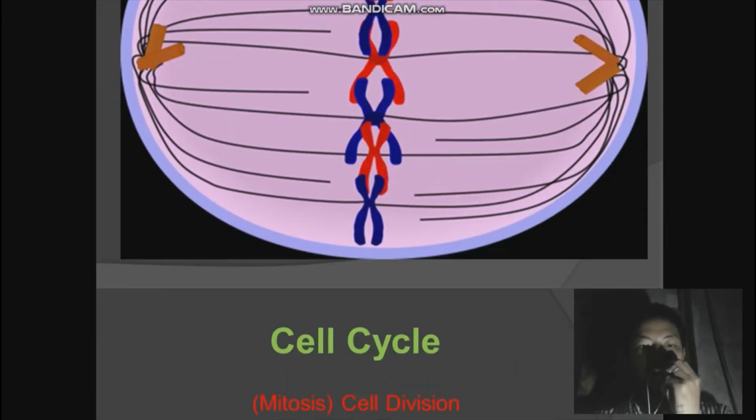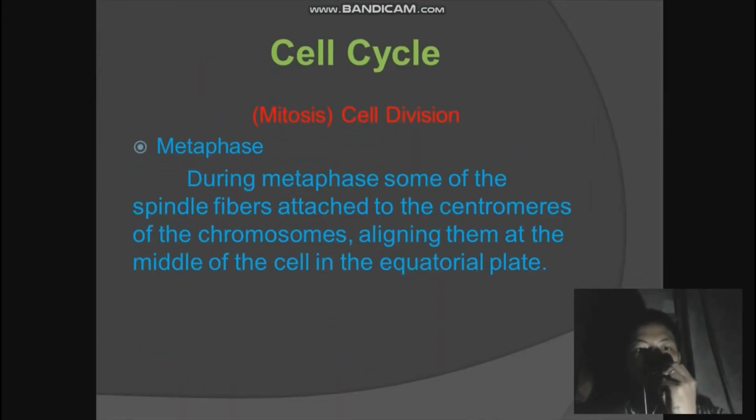Second is the metaphase. During metaphase, some of the spindle fibers attach to the centromeres of the chromosomes, aligning them at the middle of the cell in the equatorial plate.